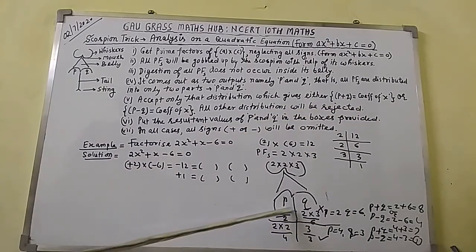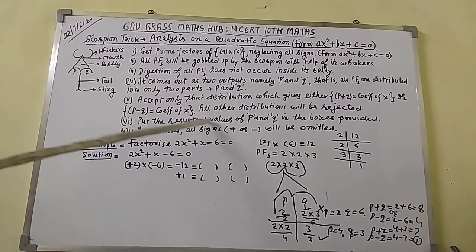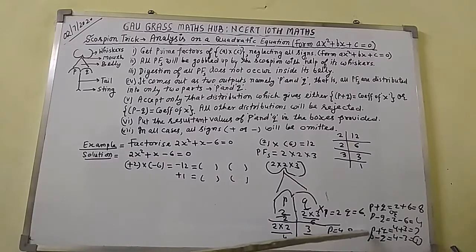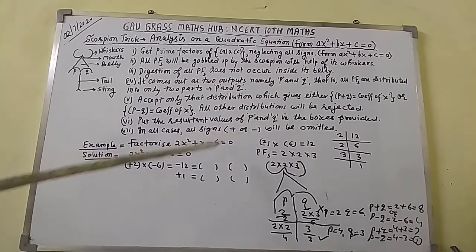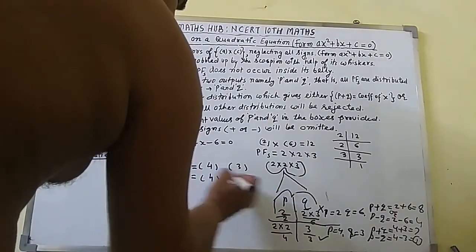Here I have rejected this distribution, P equal to 2, Q equal to 6. I have accepted only this distribution, P equal to 4, Q equal to 3, satisfying all conditions. Now come to next point. Point number 6: put the resultant values of P and Q in the boxes provided. Now I have got P equal to 4 and Q equal to 3. I will put them in the boxes provided. Here you put 4, here you put 3, here you put 4, here you put 3.